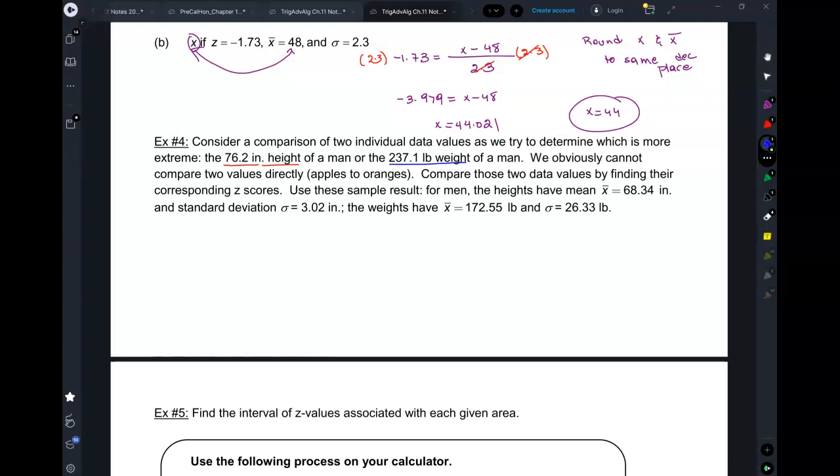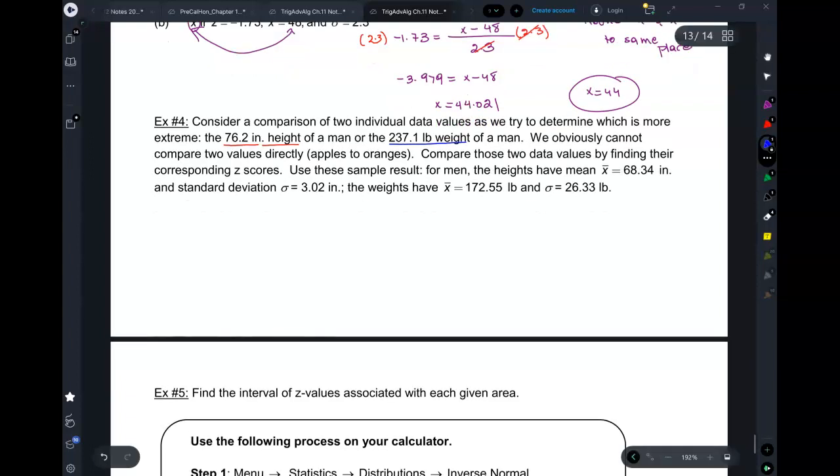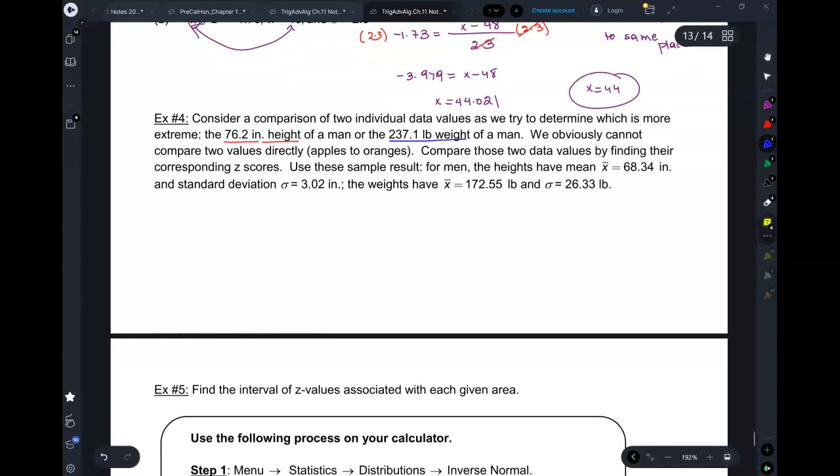Now we're not judging, right? We're just saying, mathematically, which is more extreme, which is farther away from the mean. You can't compare the 2 of them directly because that's like comparing apples and oranges. It's height versus weight. So what you have to do is compare the 2 data values by finding their corresponding z-scores.